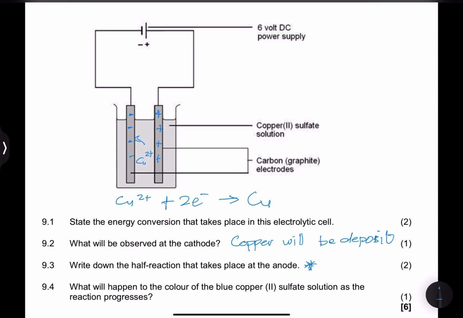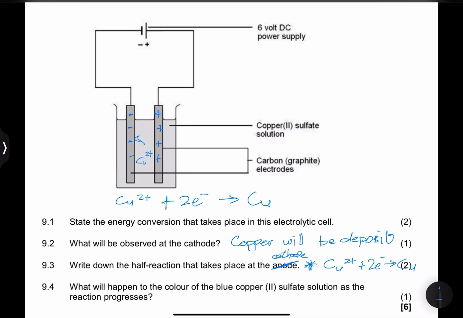Oh, by the way, just to make up for this question 9.3, what I would say is if I were an examiner, I would have said at the cathode. In that case, it's quite clear that we would take copper 2 plus plus 2 electrons, which would give us copper. So this is not purification or even electroplating. So it's not the same reaction that takes place.